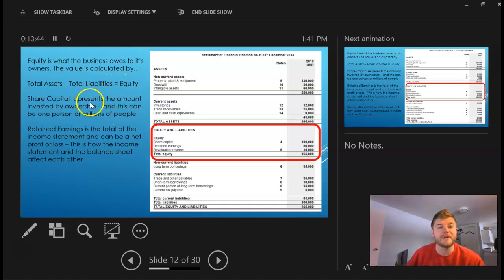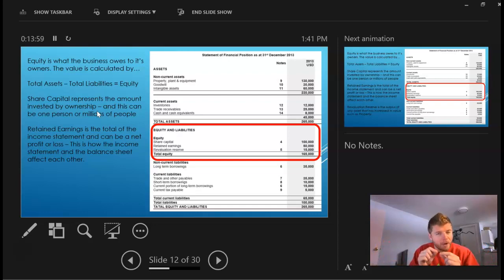Share capital represents the amount invested by ownership, and this can be one person if it's a single owned business, or millions of people, such as an Apple, who have many people who have bought shares in that company.